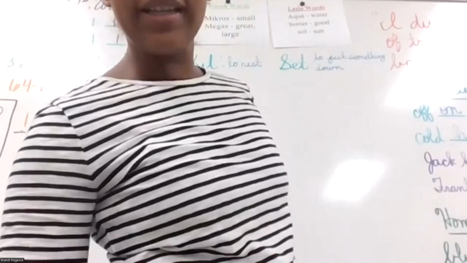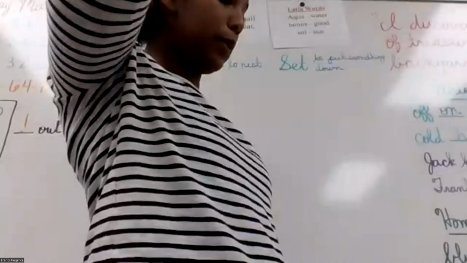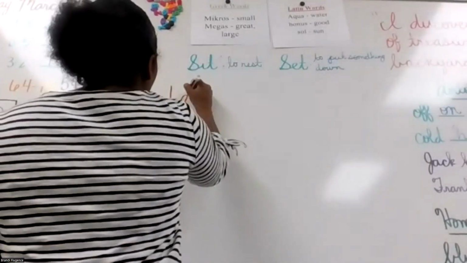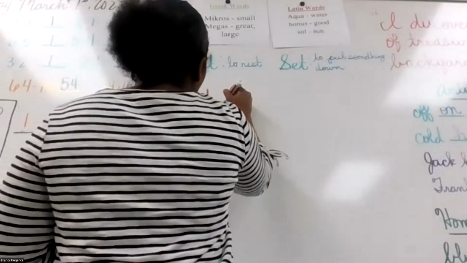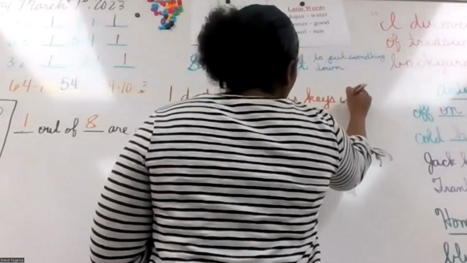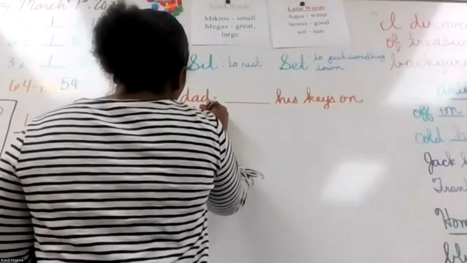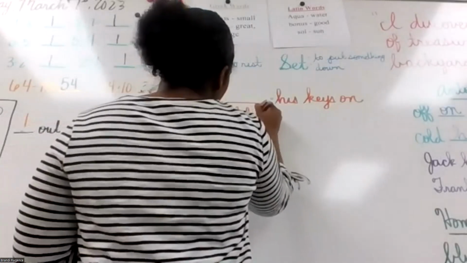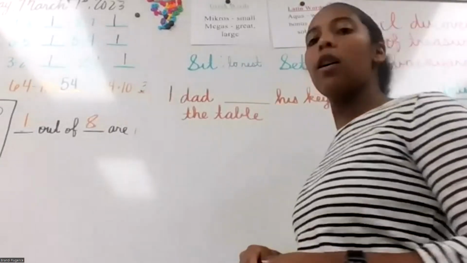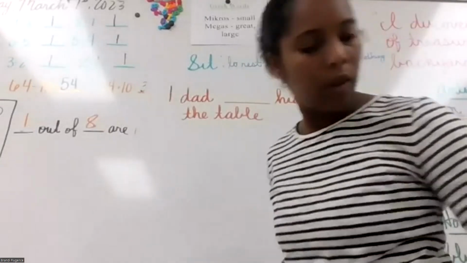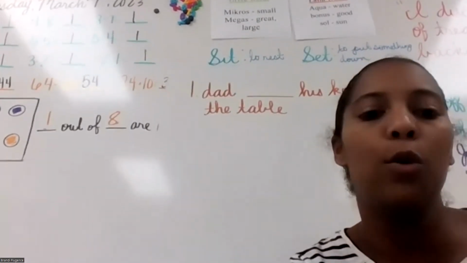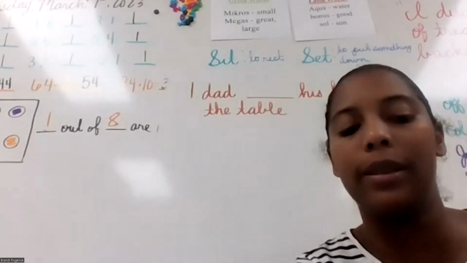Okay. All right. So I'll put a sentence, and I want you to determine whether you have to put sit or set. So let's start with number 1. Dad sits or sets his keys on the table. Write it correctly and put whether it's sit or set.